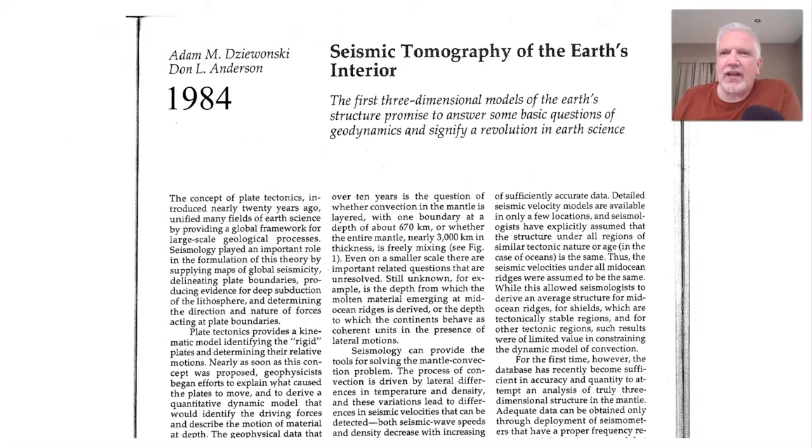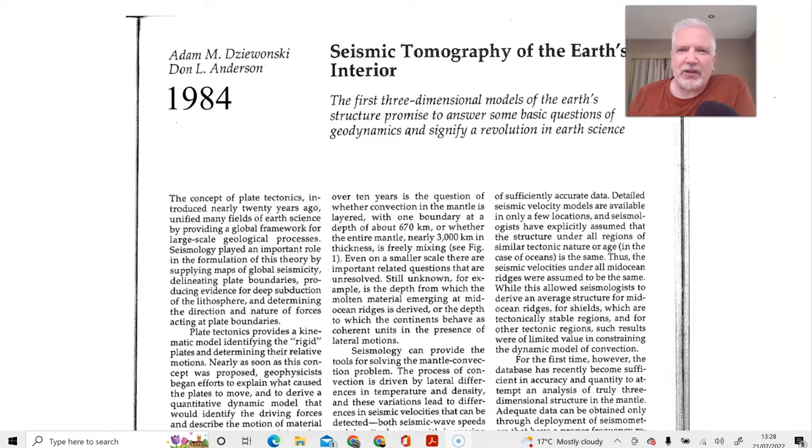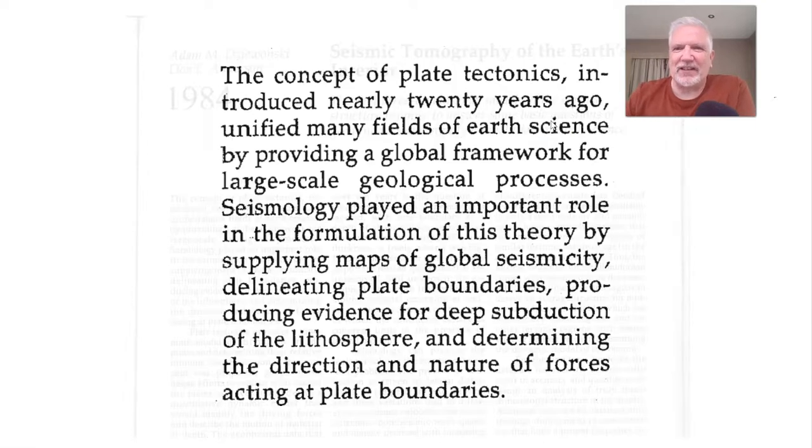The name of this data set that we're going to be looking at is seismic tomography. And this is the paper from 1984, which talked about the first three-dimensional models that became available. Now, seismic tomography is akin to the kinds of CAT scans that you would get in hospital, where, thankfully, if the doctor needs to explore something inside you, he doesn't need to cut you open in order to have a look.